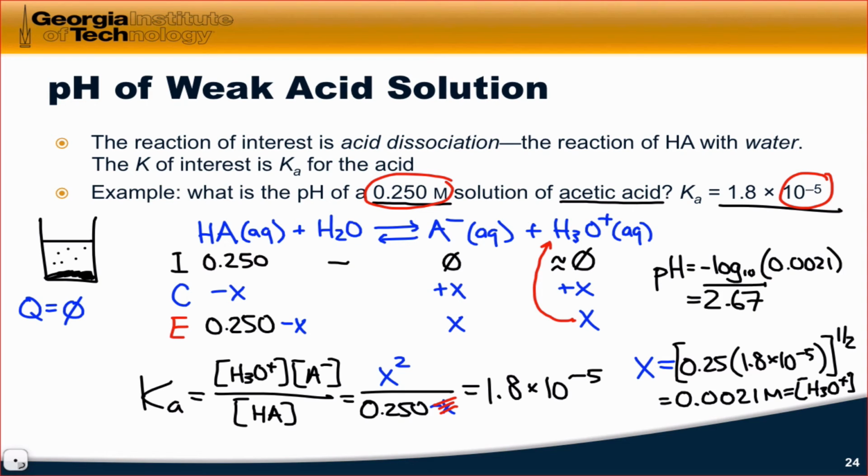This is the equilibrium pH of a 0.25 molar solution of acetic acid. Does it make sense? Well, it should. The pH is less than 7, and that's what we would expect for a solution of an acid, that the pH is less than 7.